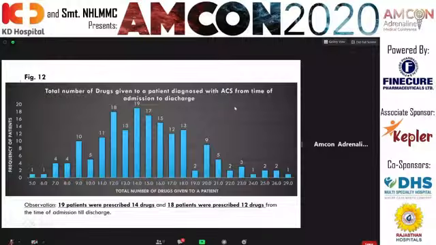This is the total number of drugs given to a patient from the day of admission to the day of discharge. We see that 19 patients were prescribed 14 drugs and 18 patients were prescribed 12 drugs, and the majority of the patients fall in the range of 12 to 17 drugs.